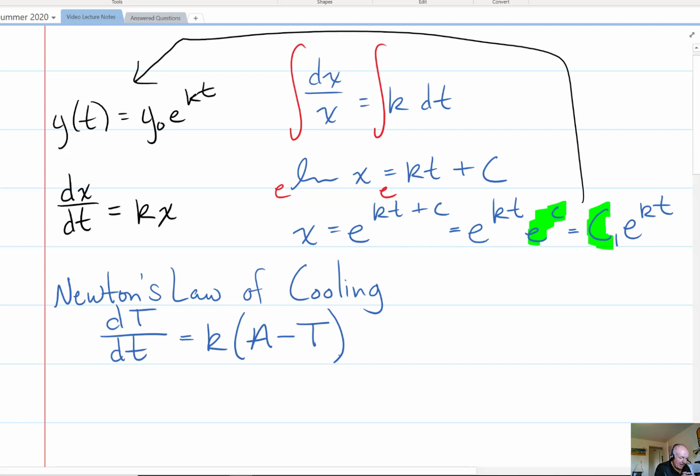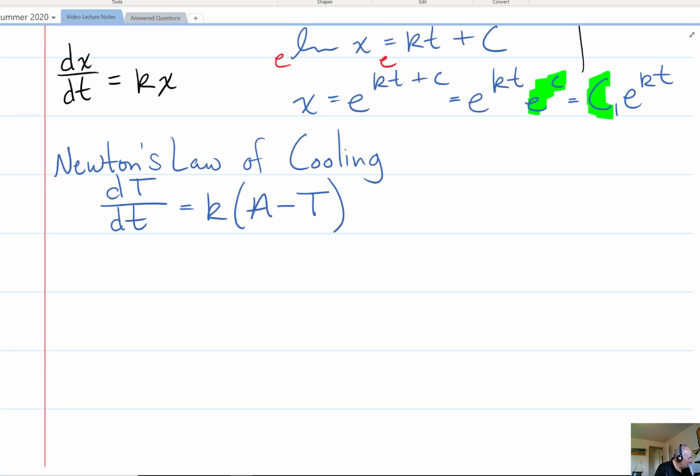And we can separate that because we can write this side as a function of capital T times a function of t. Not a big difficult thing to solve. In fact, it's even easier than that. We just simply integrate both sides because we don't have little t on that right hand side. But that's another classic differential equation that leads to the Newton's law of cooling formula.